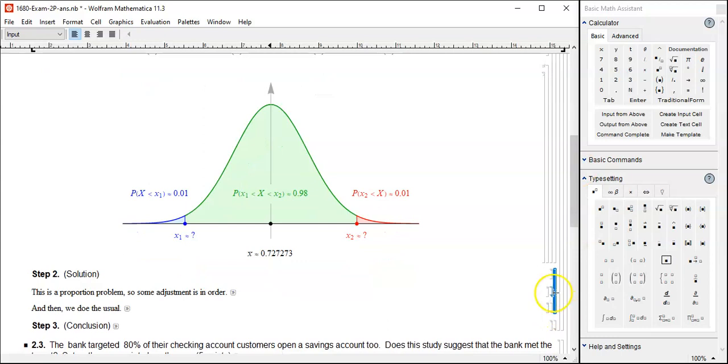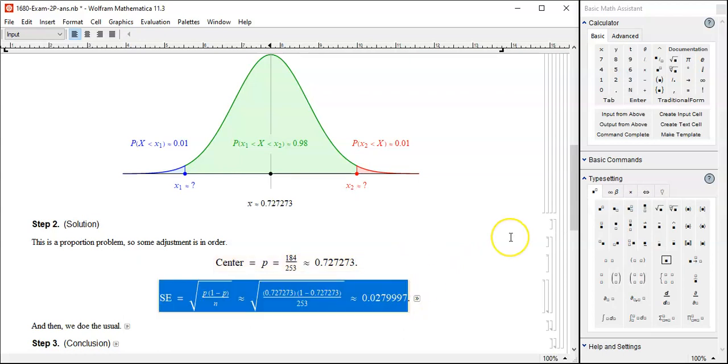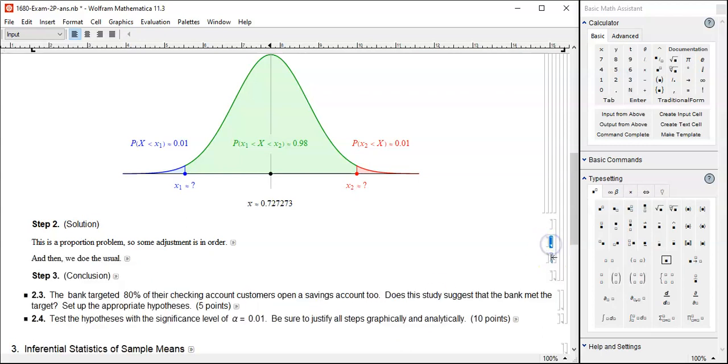But in this case, what is the SE? That's where we begin. It's a proportion problem, so we need this kind of adjustment. Center is the proportion given, so 184 out of 253. And then the SE computation is, remember this formula, square root of P times 1 minus P over N. So 0.7273 times 1 minus that, over 253, and then take the square root. Run your calculation, and this is your standard error. Alright, we got the standard error, so we can set up the Z-score computation.